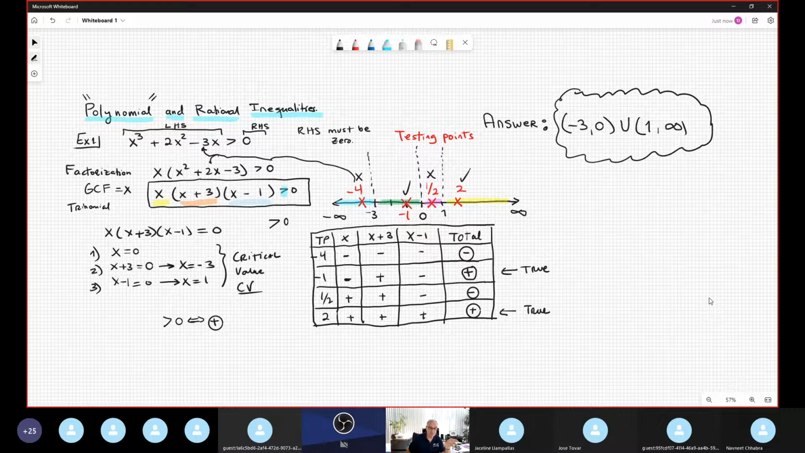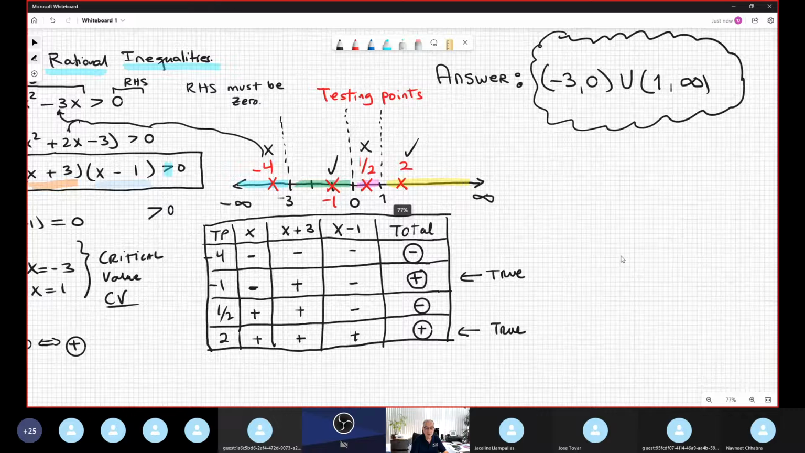I focus on the left-hand side. The left-hand side is a polynomial. Yeah, I do the factorization. So, step two. Now you temporarily convert the new inequality to an equation in order to find the critical value. The critical value is my frame that helps me make the partition in all the real numbers. And when you have the partition, you identify each interval by a testing point.